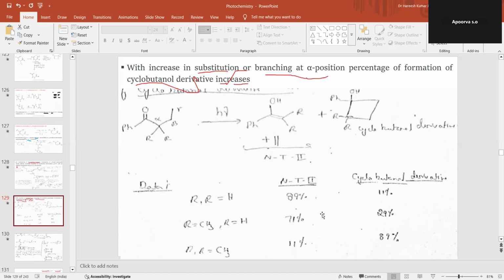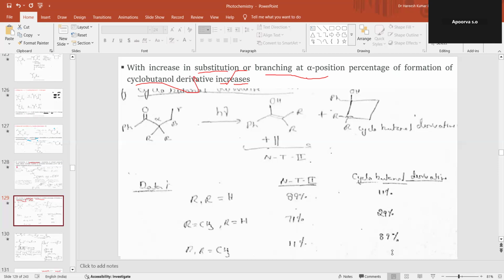But if we look at this Yang cyclobutanol product formation, it depends on the substituents R and R dash. Suppose R and R dash are hydrogen, then the Norrish type II reaction will be 71% and cyclobutanol will be 29%. If R and R dash are CH3, that means bulkier, in such a case the Norrish type II reaction is 11% and cyclobutanol will be 89%.